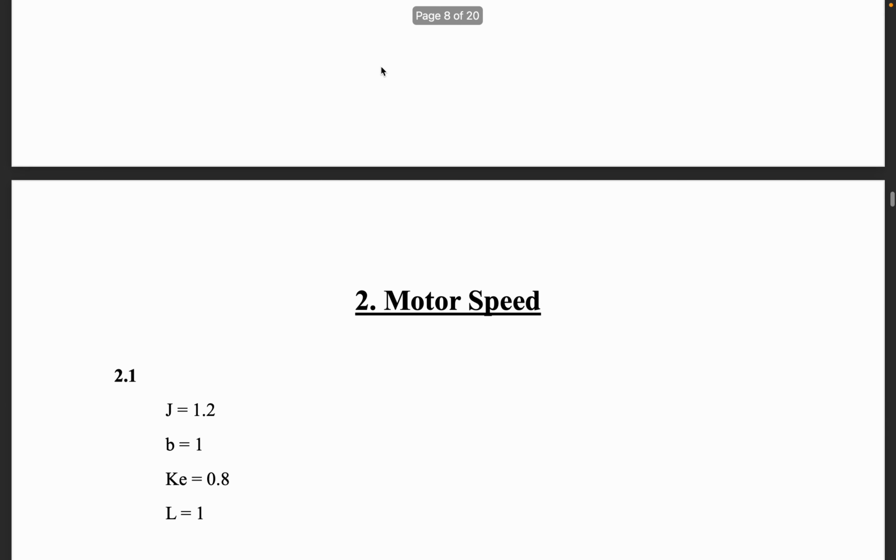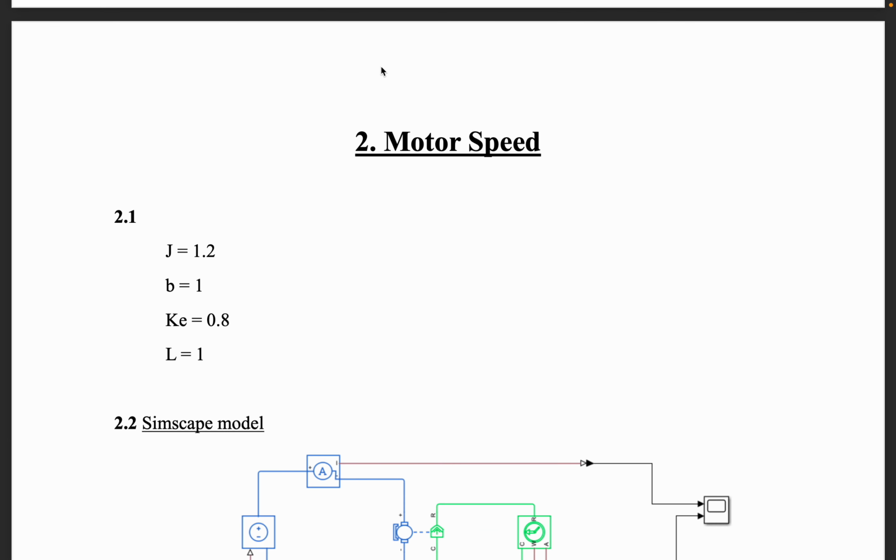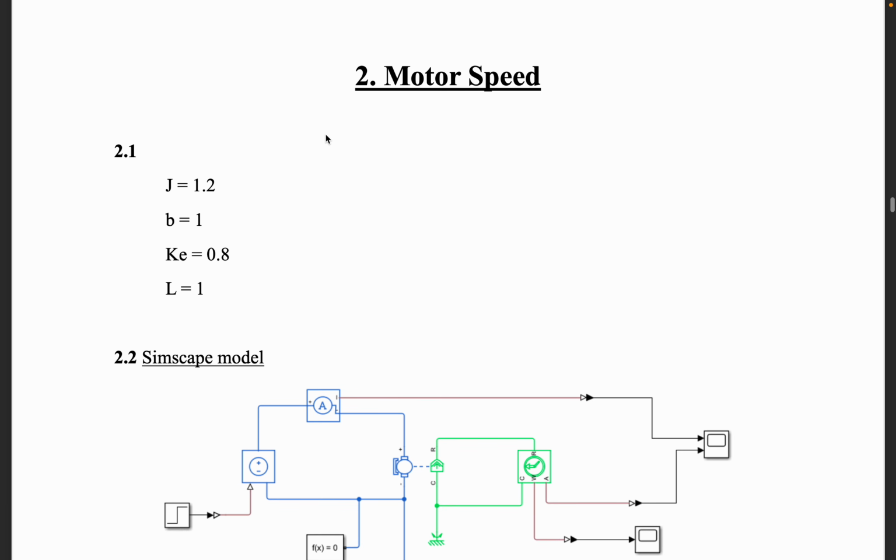Moving on to part 2, motor speed. The motor parameters according to the table are: J equals 1.2, B equals 1, KE equals 0.8, and inductance L equals 1.